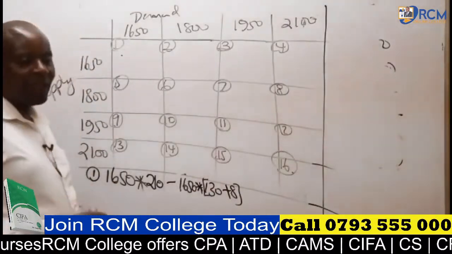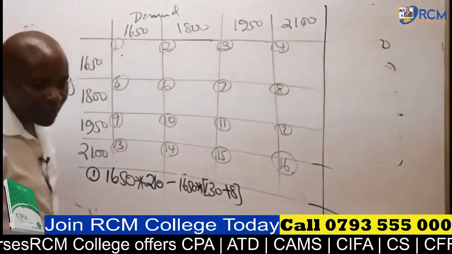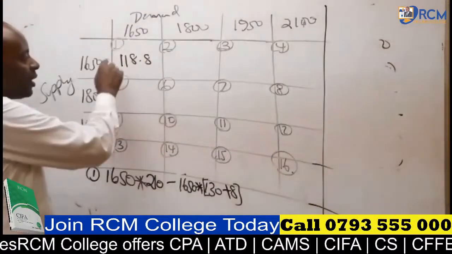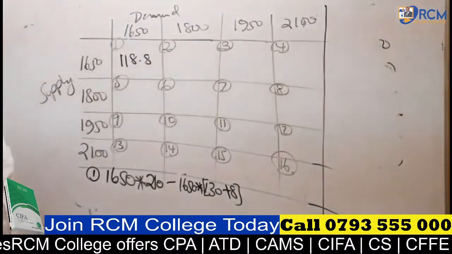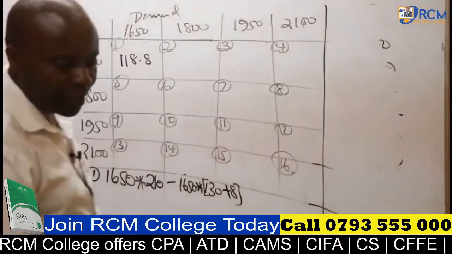So in this case somebody is giving me a figure of 118.8. I want my figures to be in terms of thousands. So Mengich tells me 118.8. Thank you very much.